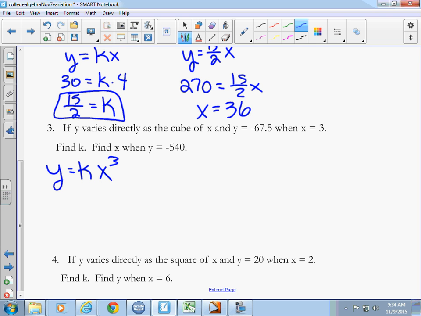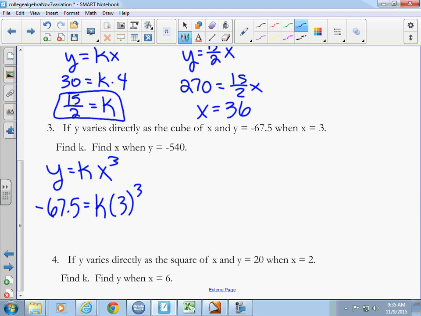It is negative 67.5. Any questions so far about the setup before I keep going? Any questions about how I set it up? Y varies directly as the cube of x. Makes sense? Okay. And so now I'm going to plug in the 3 for x and the negative 67.5 for y.